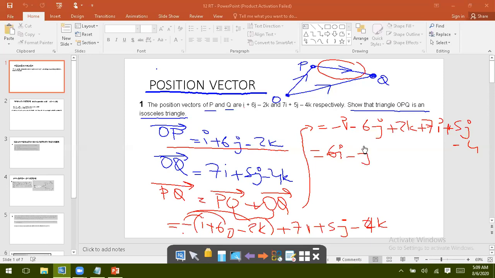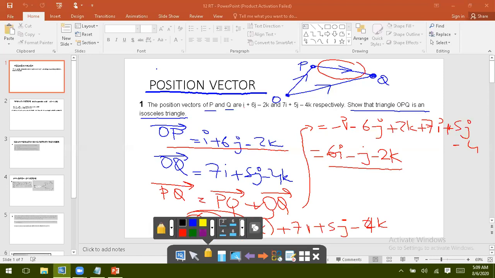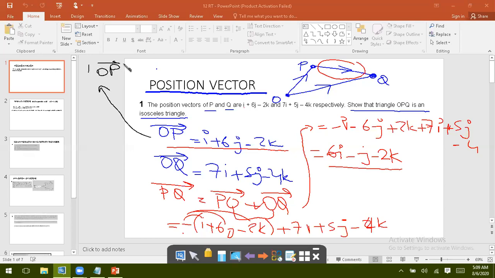Now I will find the magnitudes of the vectors. How do we find the magnitude of OP? Vector OP is going to be the square root of 1 squared plus 6 squared plus negative 2 squared. Negative 2 squared is 4, 36, 40, 41, root 41. Okay, so what is the magnitude of OQ? That is equal to the square root of 7 squared, remember how we find magnitude, plus 5 squared plus negative 4 squared. So that makes 49, 74, 90, root 90.